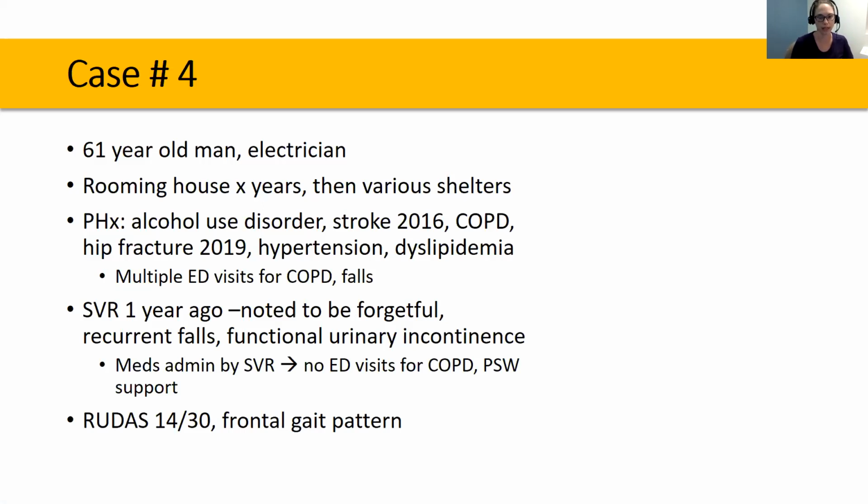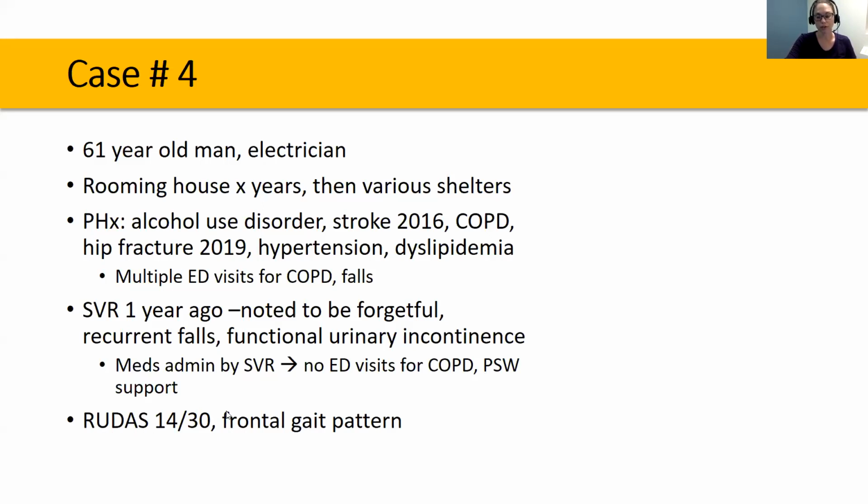So a 61-year-old man, a previous electrician, has spent much of his adult life either within rooming houses or various shelters. There's a past history of alcohol use disorder, a stroke in 2016, COPD, he had a hip fracture in 2019, hypertension, dyslipidemia, many emergency department visits for COPD and falls. Admitted to Scarborough Village around 1 year ago, noted to be forgetful, having recurrent falls, functional urinary incontinence. And now that he's at Scarborough Village, there's been a reduction of emergency department visits for the COPD. And there's been the availability of PSW support to help him with bathing. He's been outfitted with a gait aid, et cetera.